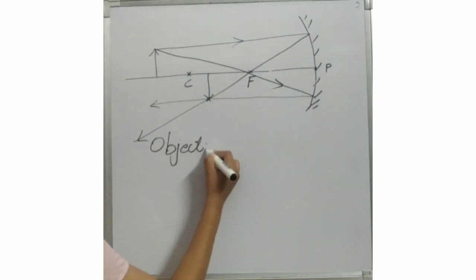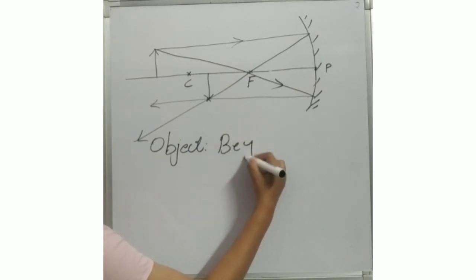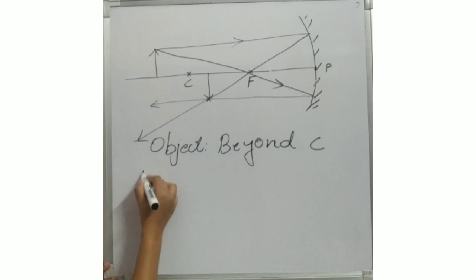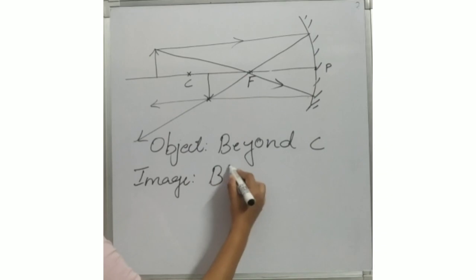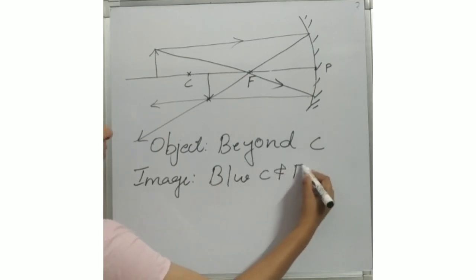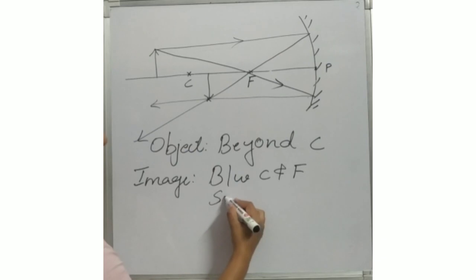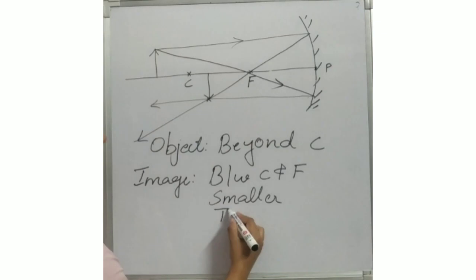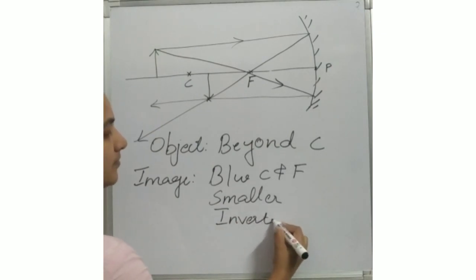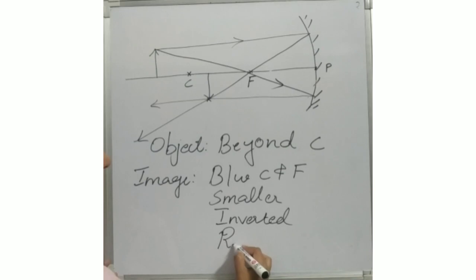Now compare the object and image. Okay, now the object is placed beyond C, and now the image position is between C and F, and size is small, smaller than the object. Now it is inverted and it is real. Okay. Now similarly, we can draw the ray diagram corresponding to any object which is placed at any distance.